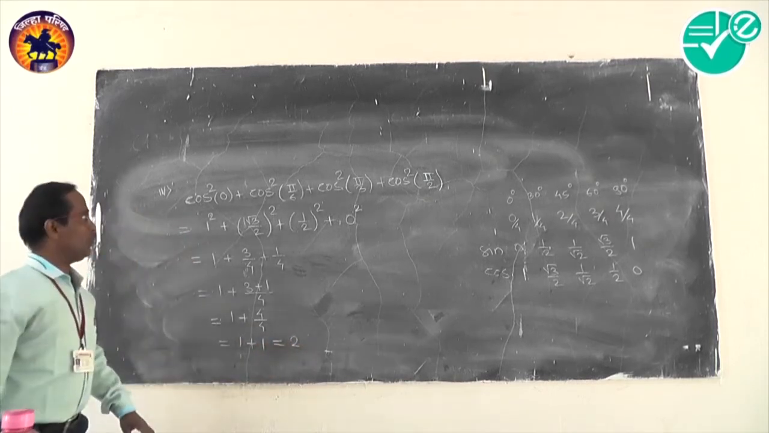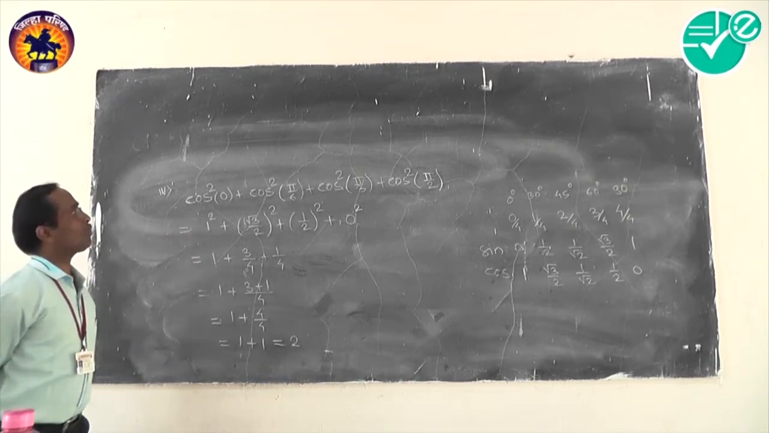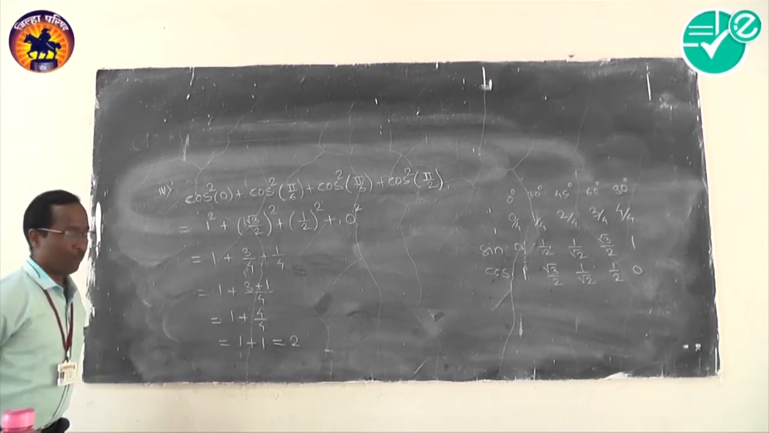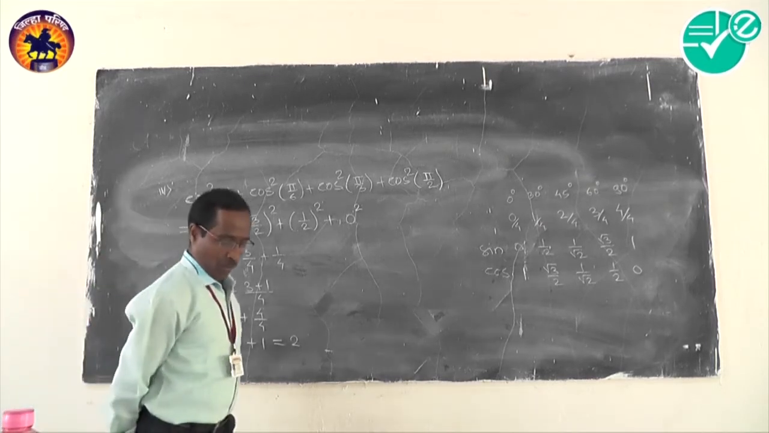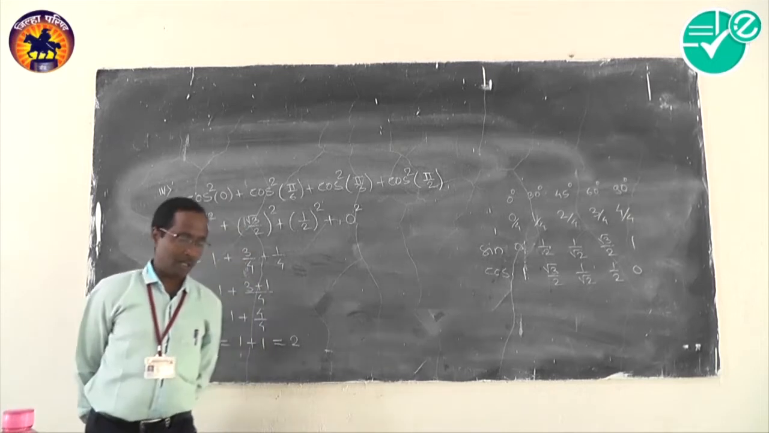So this is the value of cos square 0 plus cos square pi by 6 plus cos square pi by 3 plus cos square pi by 2. Now we are going to take the next example.